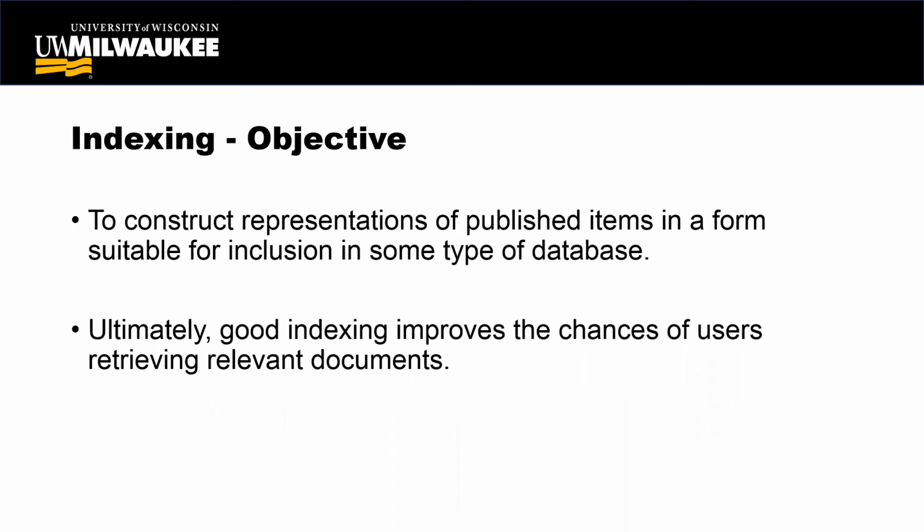Indexing is defined as constructing a representation of a published item in a form suitable for inclusion in some type of database. The reason we care about indexing, as we said before, is that information organization and information retrieval are two sides of the coin. In order to effectively retrieve information, we have to understand how information is organized. And indexing is a way to organize the published item in a database.